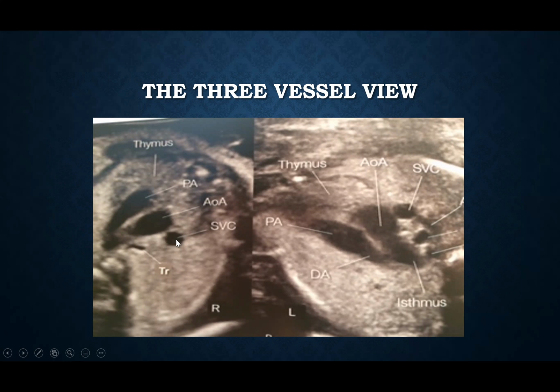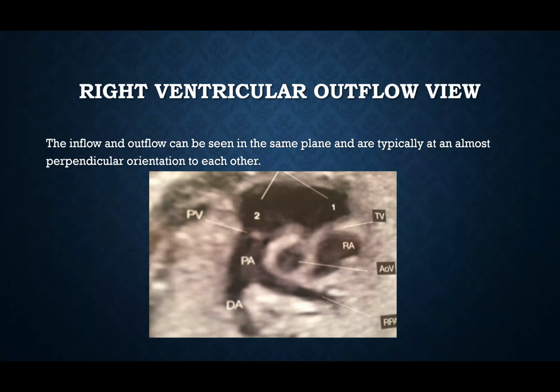And you want to see them just exactly like this. The pulmonary artery long, the aorta just a little bit further behind, and the SVC. The inflow and outflow can be seen in the same plane and are typically almost perpendicular in orientation. What that means is the pulmonary artery here and then the aorta are basically perpendicular.